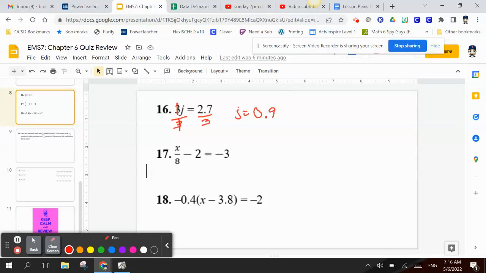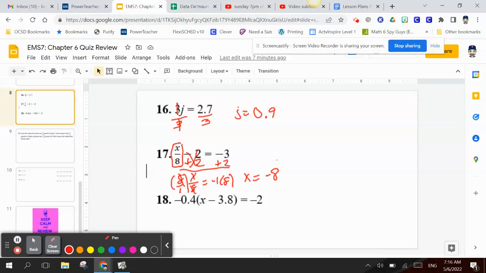Number 17, again, x divided by 8 minus 2 equals a negative 3. I want to get my variable by itself, so I'm going to add 2 to both sides. When I do this, 2 minus 2 is 0. I get x divided by 8 equals negative 1. To get my variable by itself, I multiply by the denominator, which is 8. 8 and 8 cancel each other out. I'm left with x equals a negative 8.